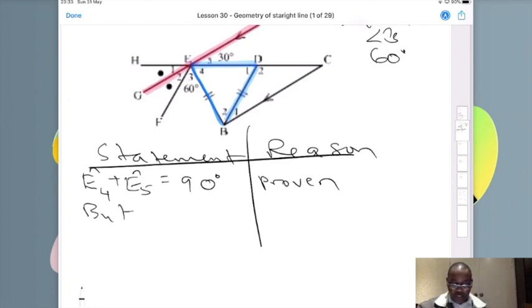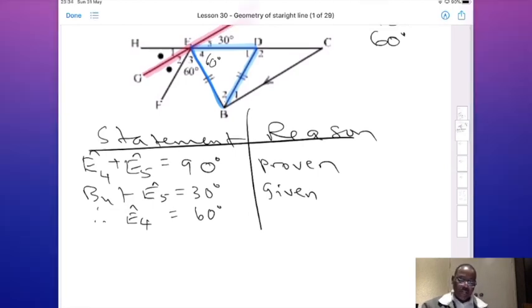But in the diagram, we are given that E5 is equal to 30 degrees. That is given. And this therefore means angle E4 should be equal to 90 subtract 30, which is 60 degrees. So there we are. We now know that E4 is 60 degrees. If you look at triangle BED, we are given that the side BE is equal to the side BD. So right now we know that that triangle there is isosceles.